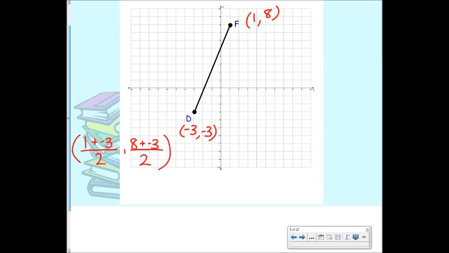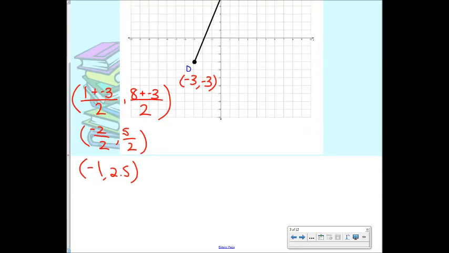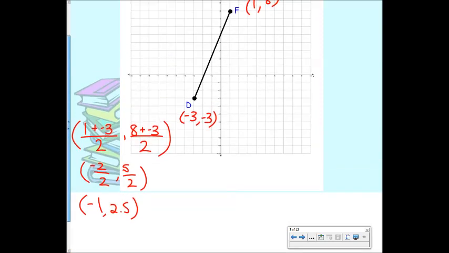So what's 1 plus -3? -2 over 2. And then what's 8 plus -3? 5 over 2. Okay. Can I simplify this one? Yeah. To what? -1. And what's 5 divided by 2? 2.5. So our midpoint there would be what coordinate? -1, 2.5. Which if I go back to my graph, -1 up 2.5, that's right in the middle. So that's our midpoint. Okay?